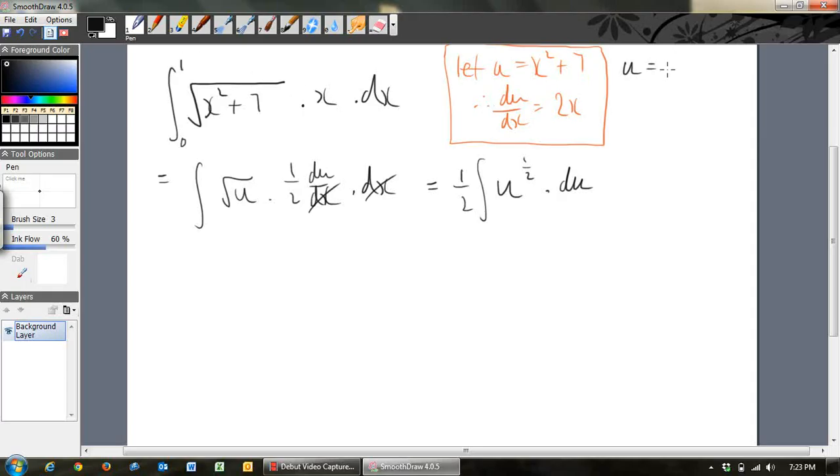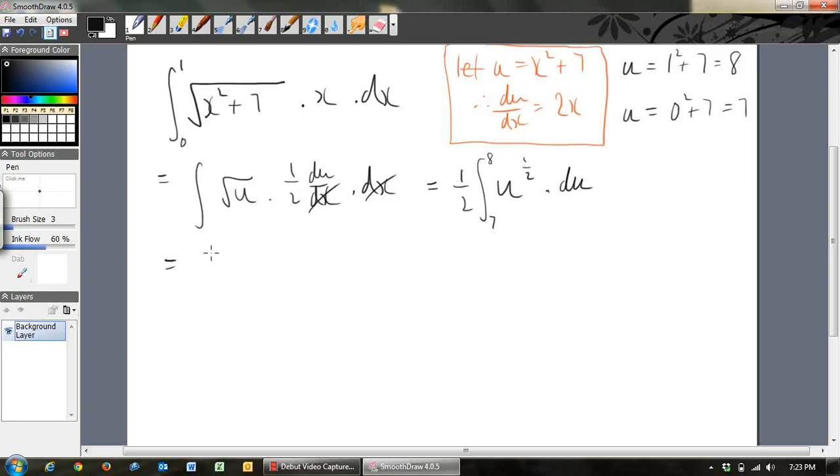When x is equal to 1, u is equal to 1 squared plus 7, which is 8. And so up here we need to write 8. When x is equal to 0, u equals 0 squared plus 7, which is equal to 7. And so we evaluate u from 8 to 7. We just put the appropriate u value there according to whatever x value is here, just sub it into this u expression.